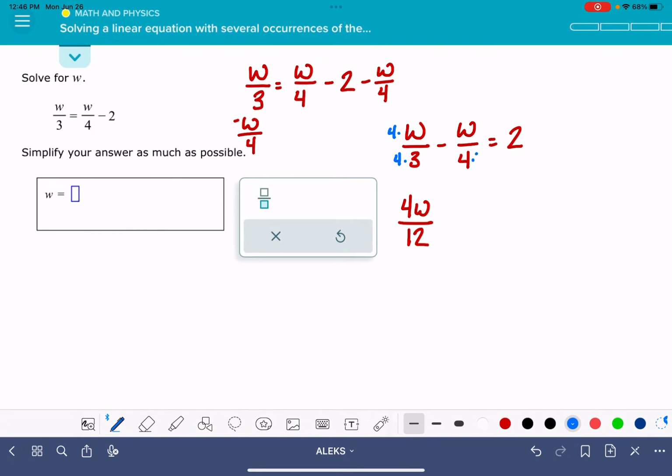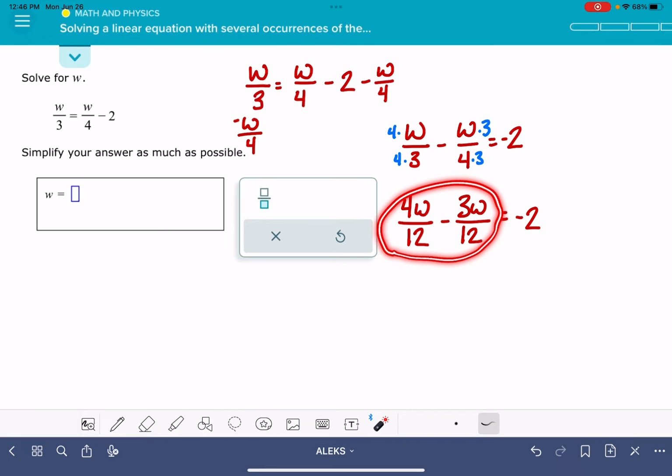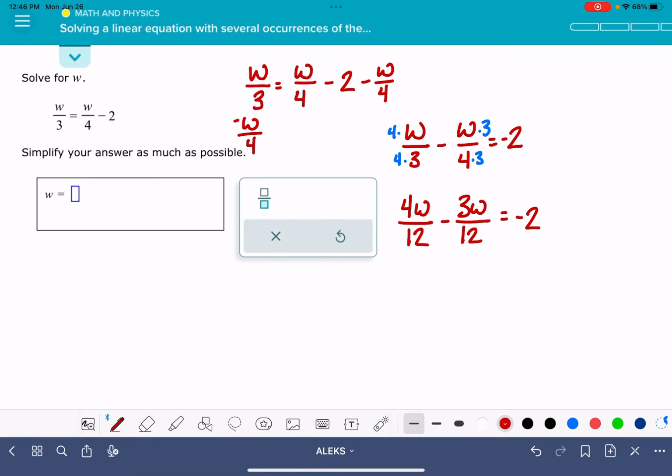For the other fraction, I'm going to multiply both the top and the bottom by 3. That's going to give me 3w over 12, and that's equal to, I just realized I lost a negative sign. That 2 is a negative 2. That gives me negative 2. Is that right? I'm going to double check. Negative 2, yeah. Okay, so now that I have the same denominator for both of these fractions, I can go ahead and do the math on this. 4w minus 3w is just w over 12, and that is equal to negative 2.